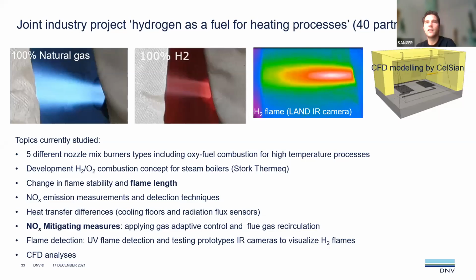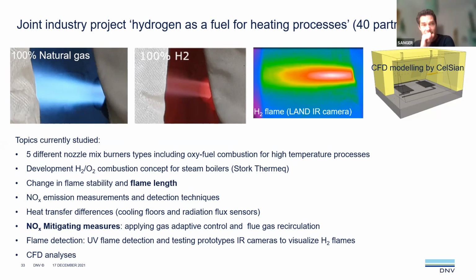Some other project examples. Currently, we're running quite a big industry project with 40 partners, all along the gas value chain, like gas producing companies such as Equinor, but also end users like Tata. And we have quite a lot of burner manufacturers involved, such as Honeywell. And there we test quite a lot of burners. We test in total 5 industrial air burners and 1 oxy-fuel burner we just finished. And we also developed a new concept, H2, where you can burn pure hydrogen and oxygen in a steam boiler. And there we add some water vapor in order to get a stable combustion. That's work which is currently going on, which we do together with Stoic Thermic.